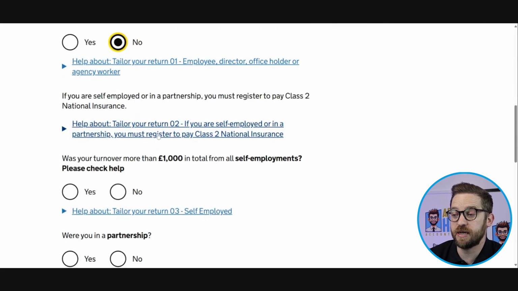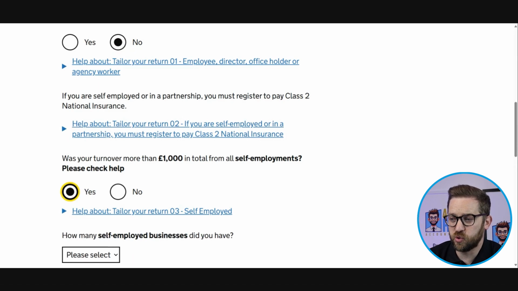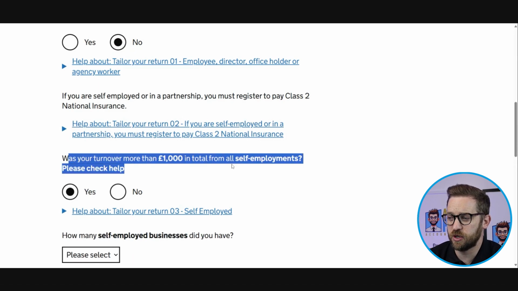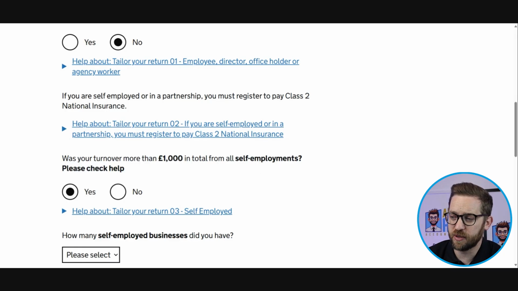The second question then is the one that relates to self-employment, so I'm going to say yes to that one. Was your turnover more than £1,000 in total from all self-employments? So £1,000 is the threshold. There is an allowance of £1,000 of trading allowance, and if you earn below that from all self-employments, then technically you don't need to declare anything to HMRC. That income would just be exempt.